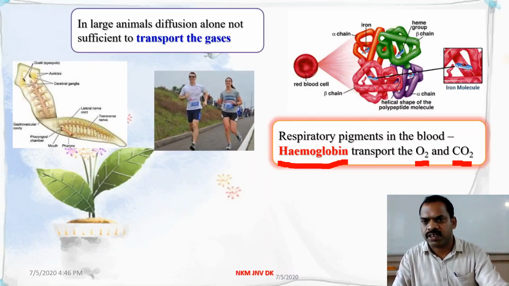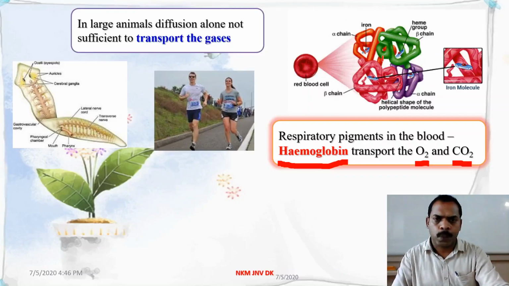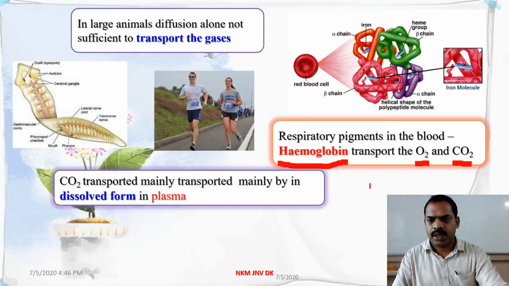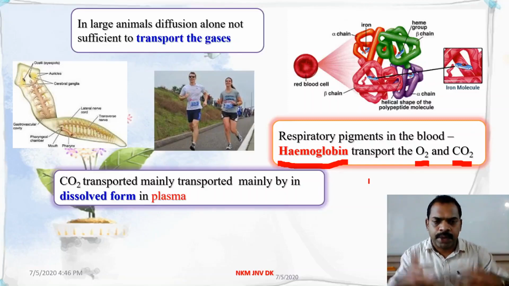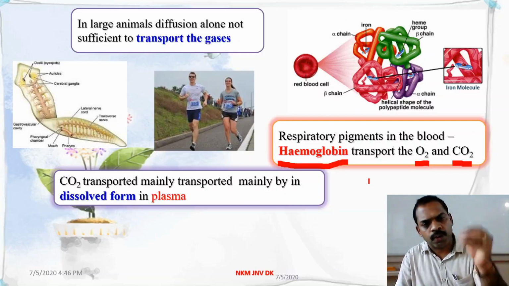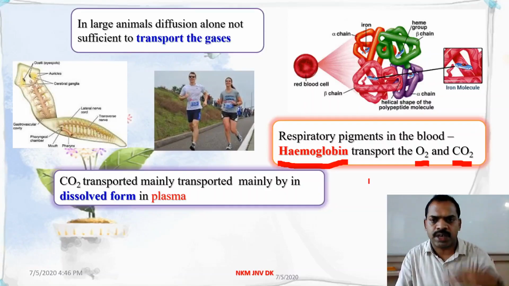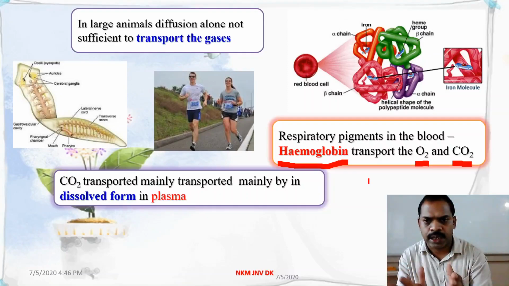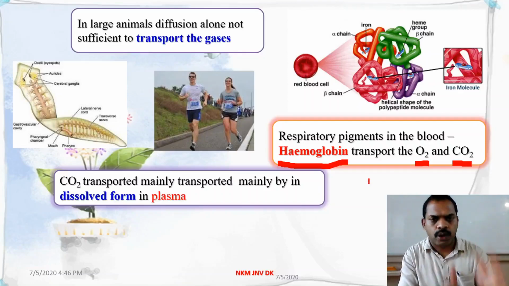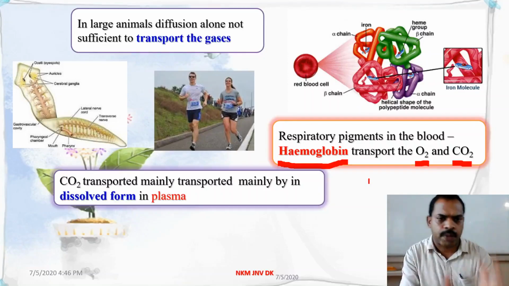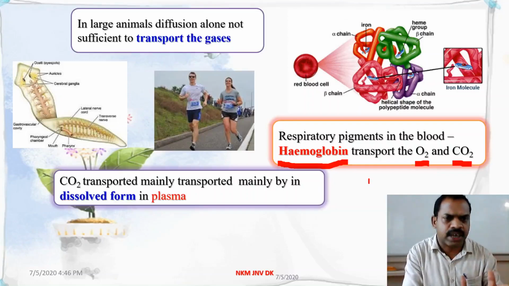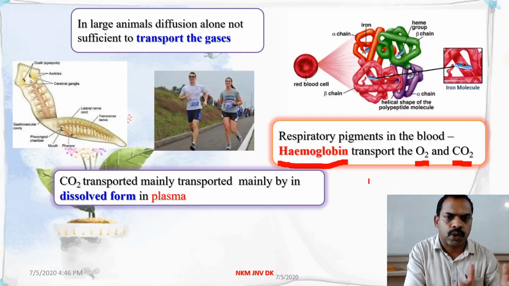This is the structure of hemoglobin. Hemoglobin is a proteinaceous structure. The detail is not required for us; I have just shown it to help you understand. But another way is also there. Carbon dioxide can be transported in dissolved form in plasma. What is the difference here? Oxygen is mainly transported by the hemoglobin of RBC, while carbon dioxide is mainly transported by plasma in dissolved form.